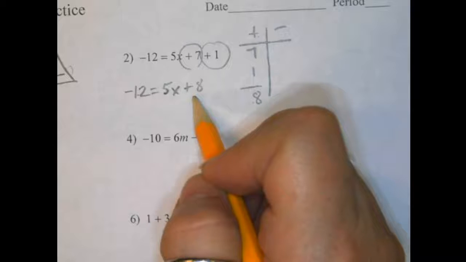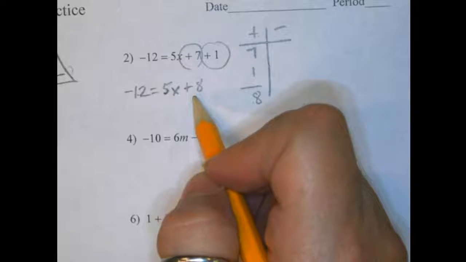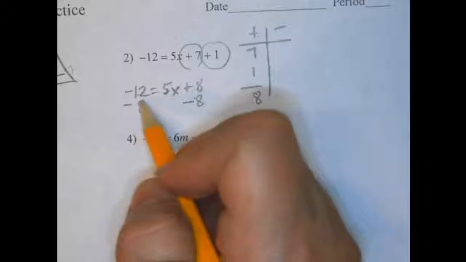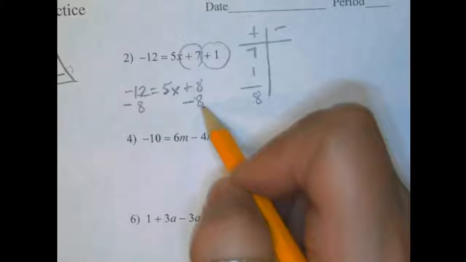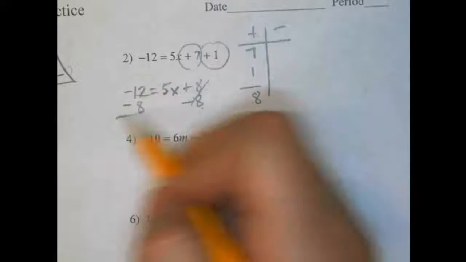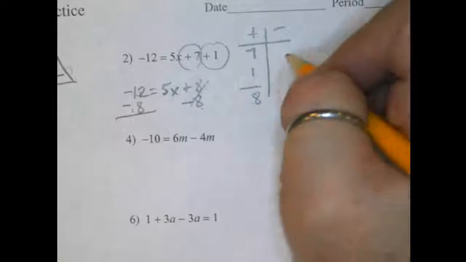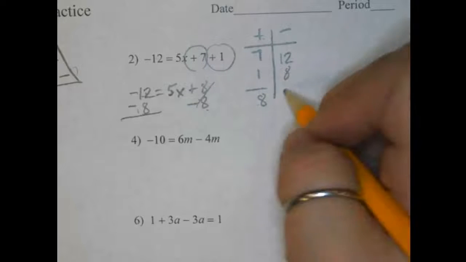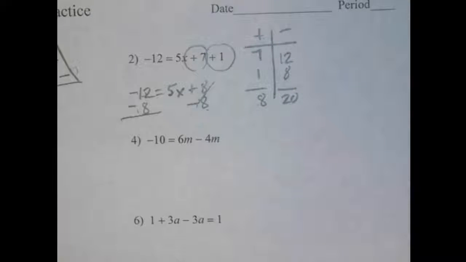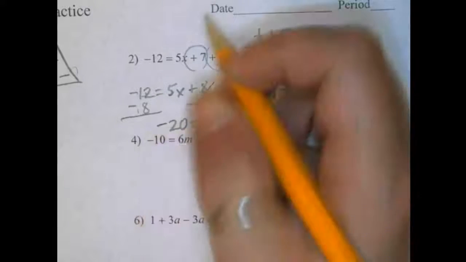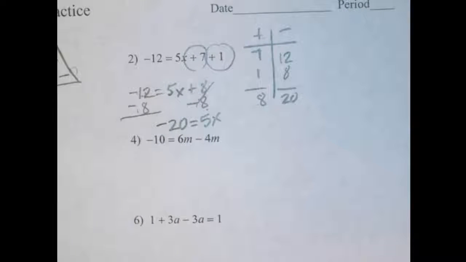So I need to move this now. I can't just leave it there. I need to subtract the opposite. Okay? Minus 8, minus 8. This becomes 0, right? Well, now I have two negatives. So if I put them both on this side, 20. It means I'm adding them. So it becomes a negative 20, right? So negative 20, listen guys, is equal to 5x.